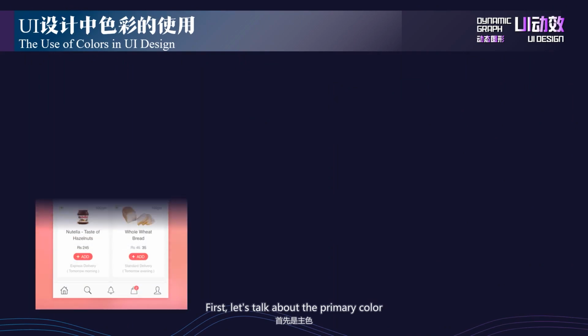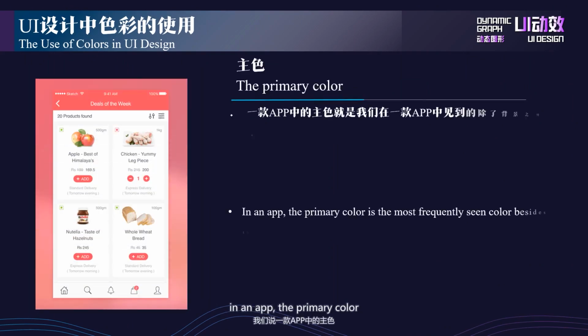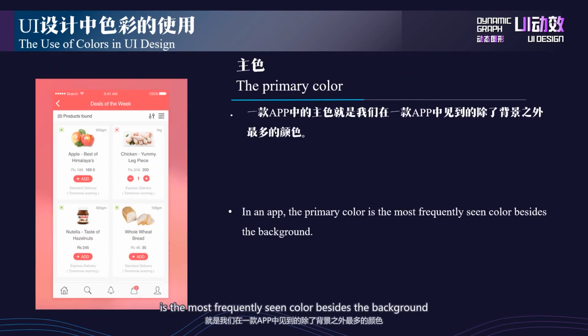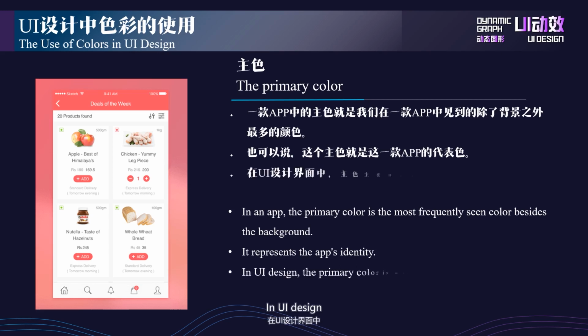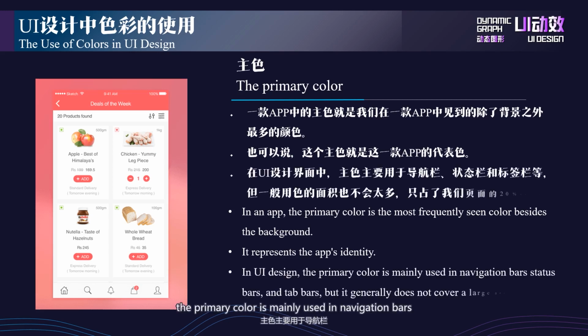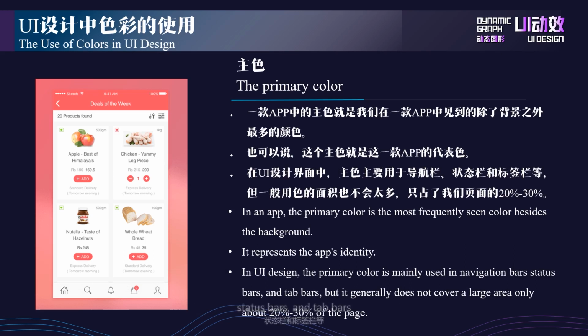First, let's talk about the primary color in an app. The primary color is the most frequently seen color besides the background. It represents the app's identity. In UI design, the primary color is mainly used in navigation bars, status bars, and tag bars, but it generally does not cover a large area, only about 20% to 30% of the page.